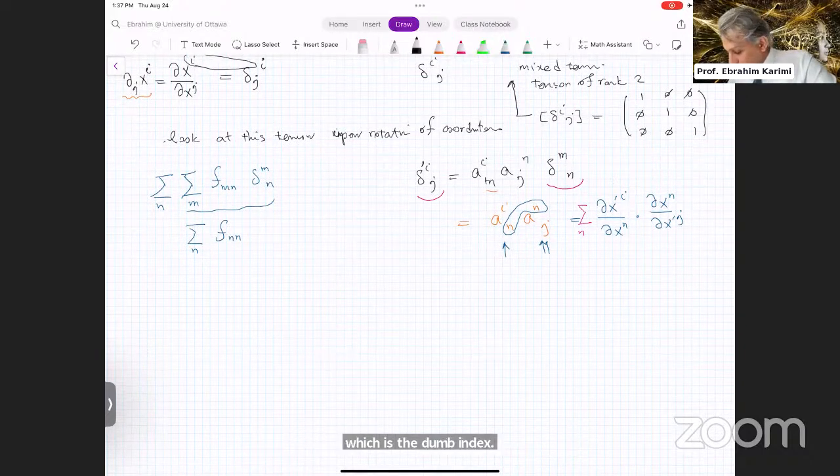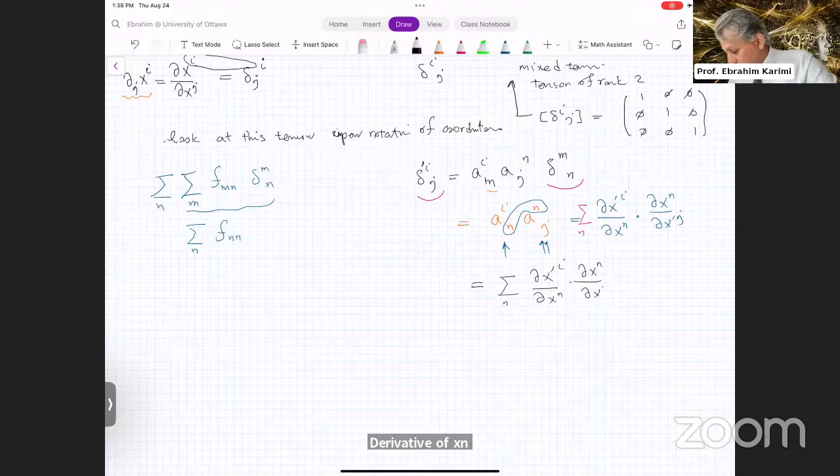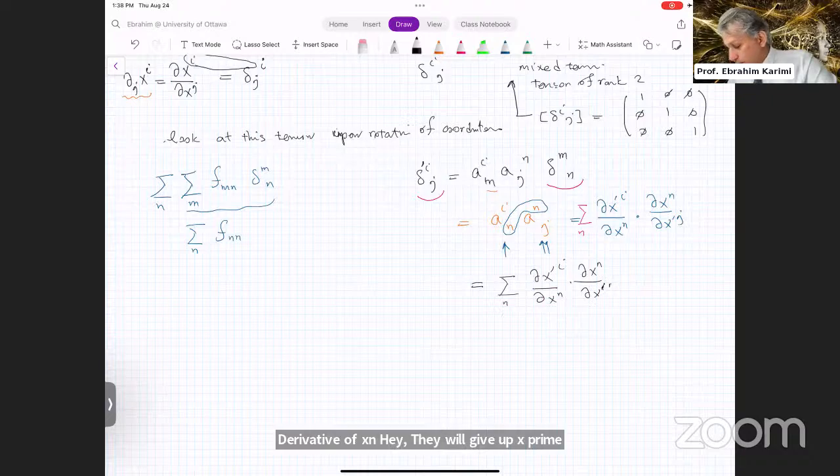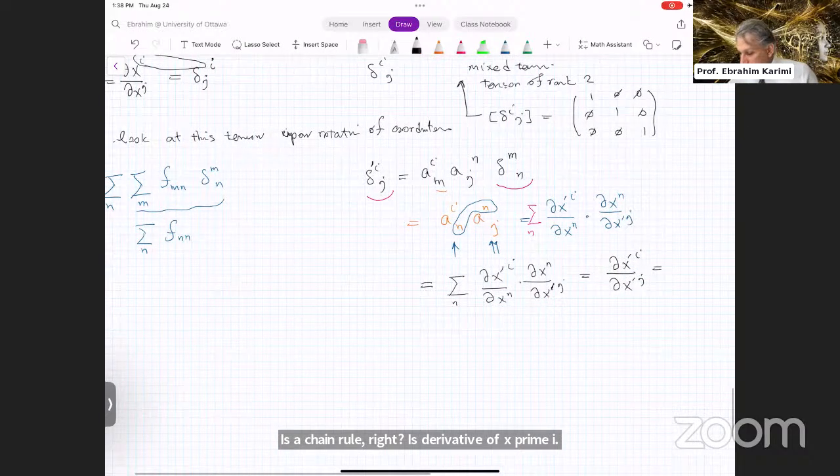Then the result of this will be the summation. I don't usually write it, but I'm writing it for simplicity here: the derivative of x prime i with respect to xn, times the derivative of xn with respect to x prime j. What is the result of this, guys? It reminds you of something. It is the chain rule, right? It is the derivative of x prime i with respect to x prime j, which is again delta of ij.